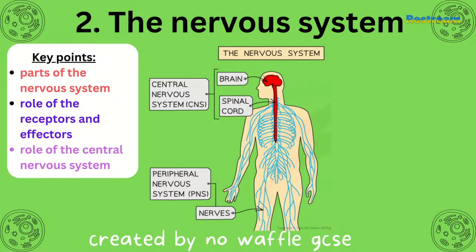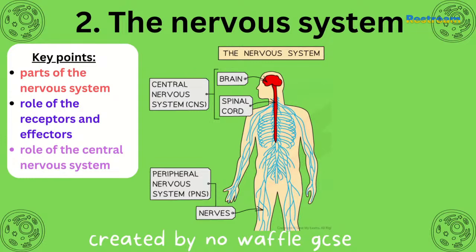The final bullet point on this page is what is the role of the central nervous system? The central nervous system acts as a coordination center. What that means is that it receives information from the receptors, coordinates a response, which means it decides what to do about it, and then ensures that the response is carried out by the effectors. So let's go through that again. The CNS is a coordination center. It receives information from the receptors, coordinates a response, and makes sure that response is carried out by the effectors.